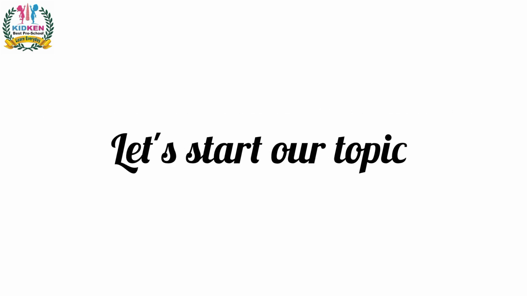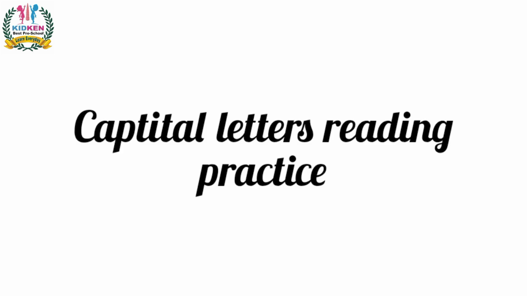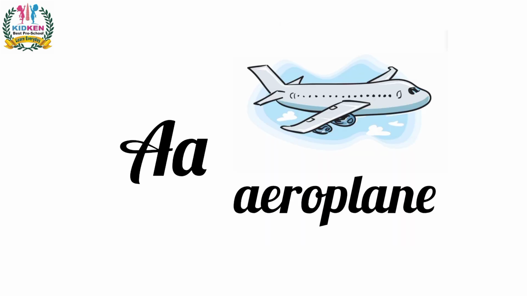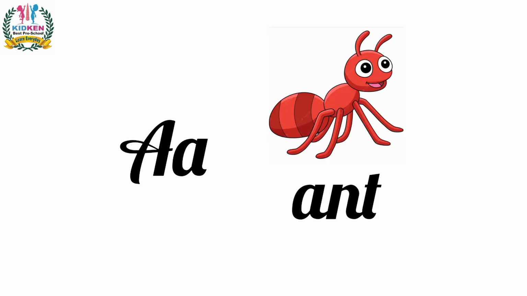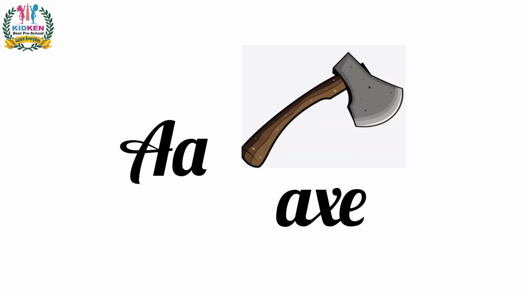Let's start our topic: learning the alphabet. Capital letters reading practice. Let's do reading practice with me. A astronaut. A aeroplane. A ant. A apple.